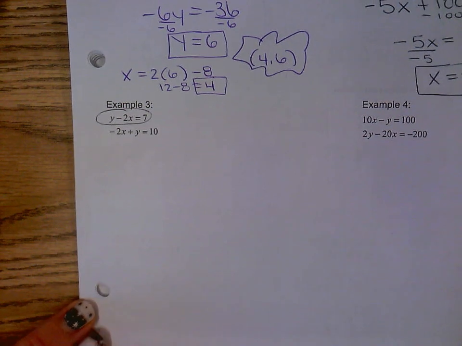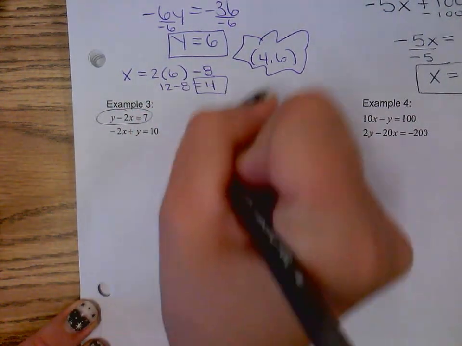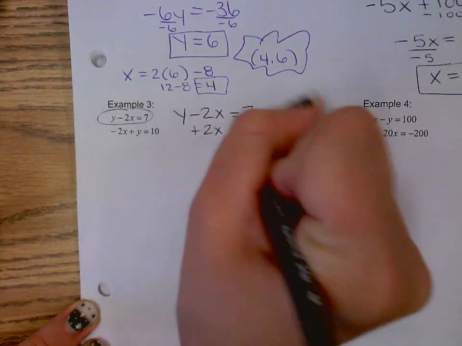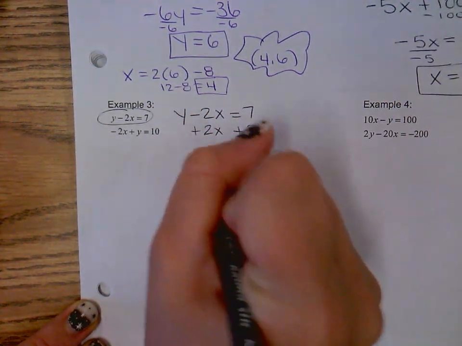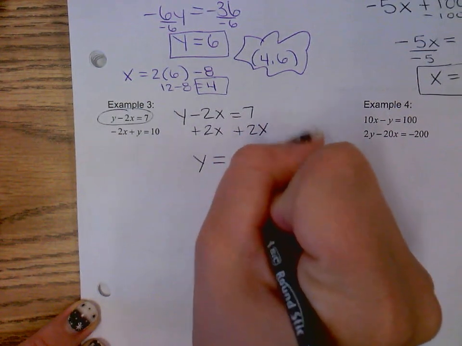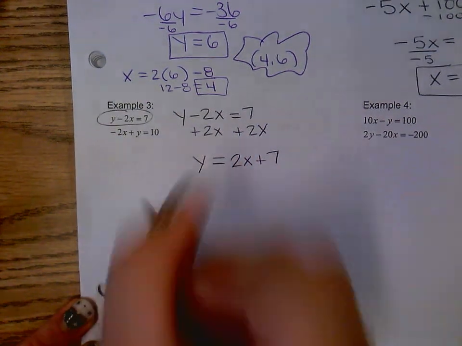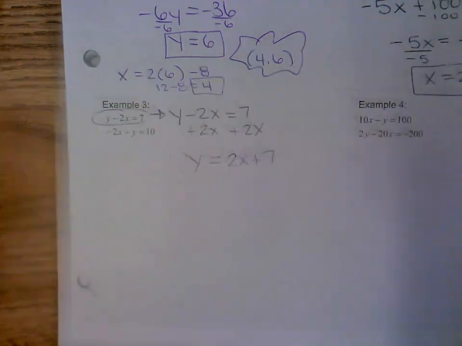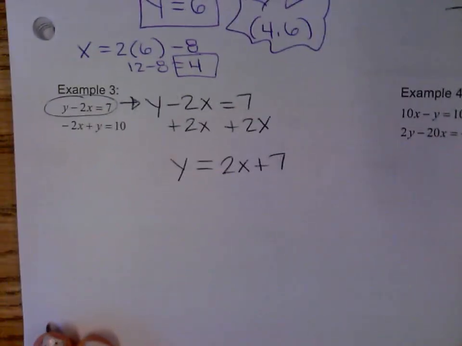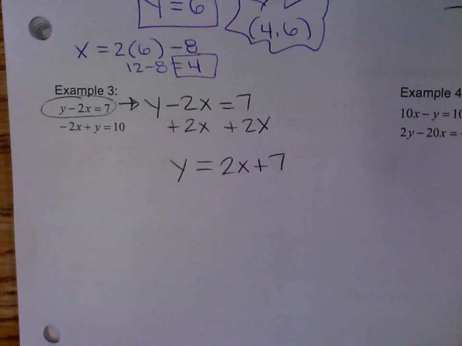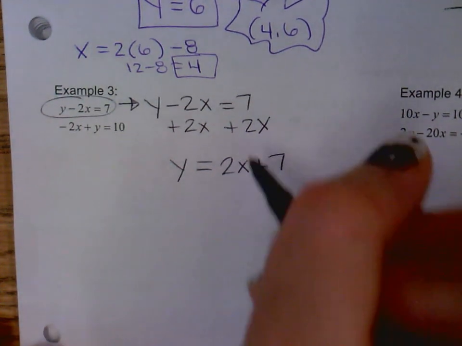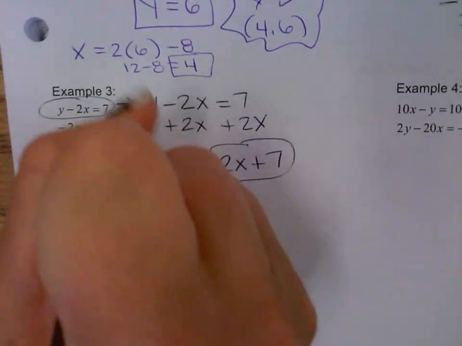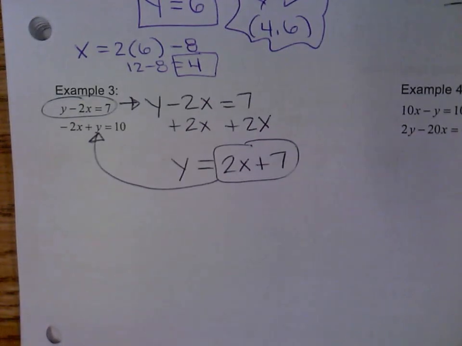So I'm going to take y minus 2x equals 7, and I'm going to add the 2x to the other side. So y is equal to 2x plus 7, right? So I'm working the top equation. Can you see this okay? I'm working the top equation. Now I know what y is, 2x plus 7. I want to put that into the other equation.